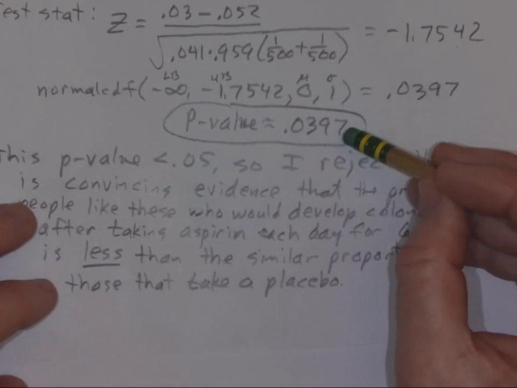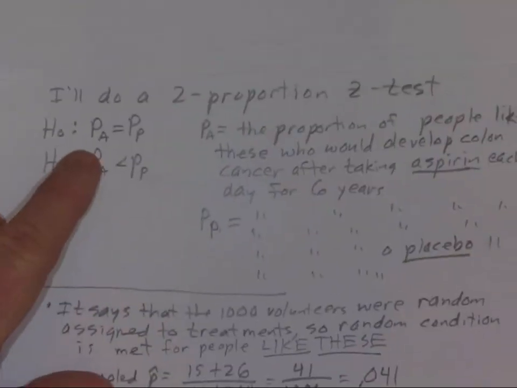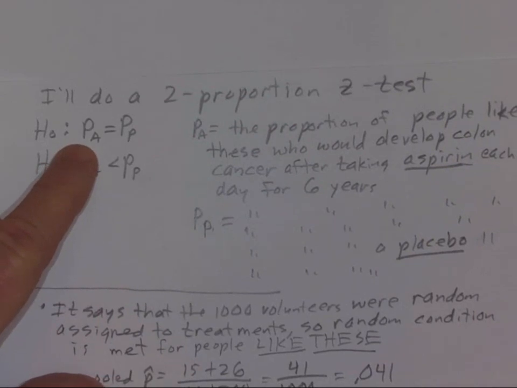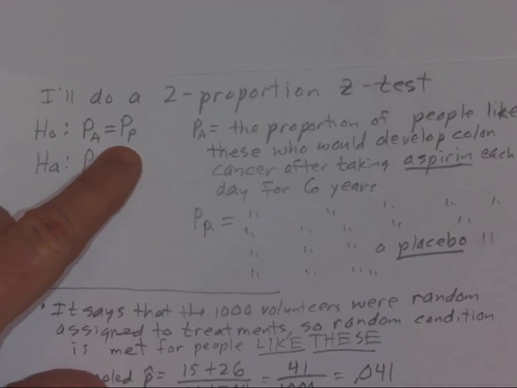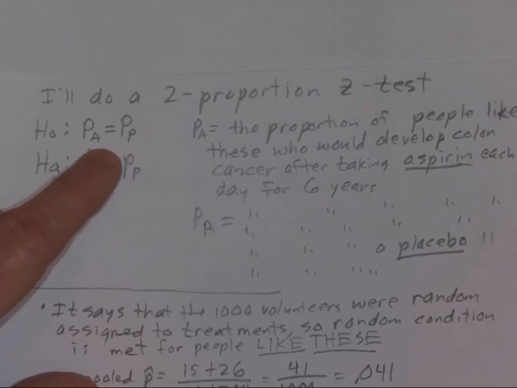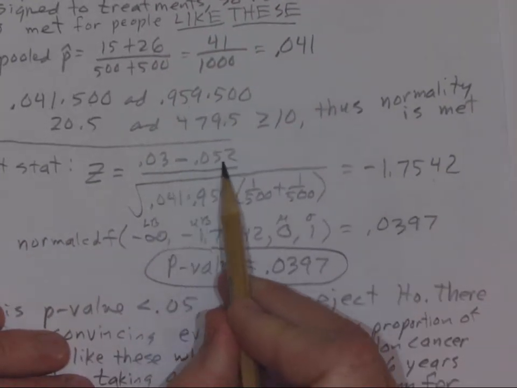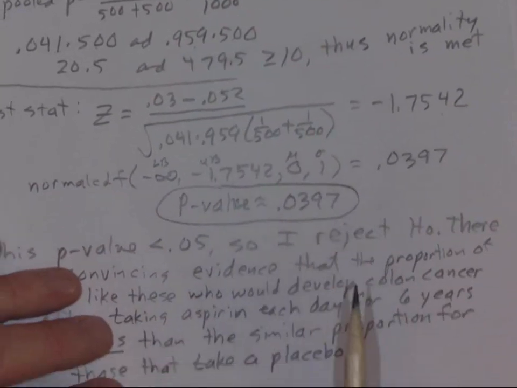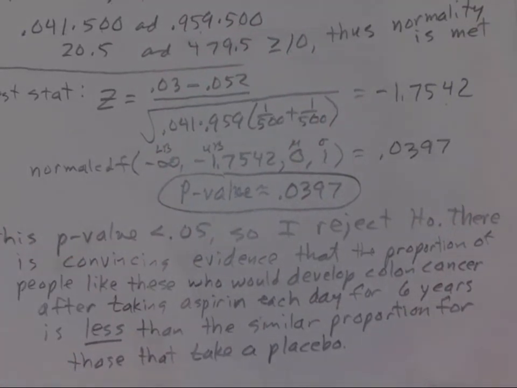So if we were interpreting this in context, we would say, given that the proportion of people like these who would take aspirin and develop colon cancer is equal to the proportion that take the placebo and would develop colon cancer, in other words, the aspirin does not work, given that's true, the probability we would get sample values this different is 0.0397. So that is interpreting a p-value in context.